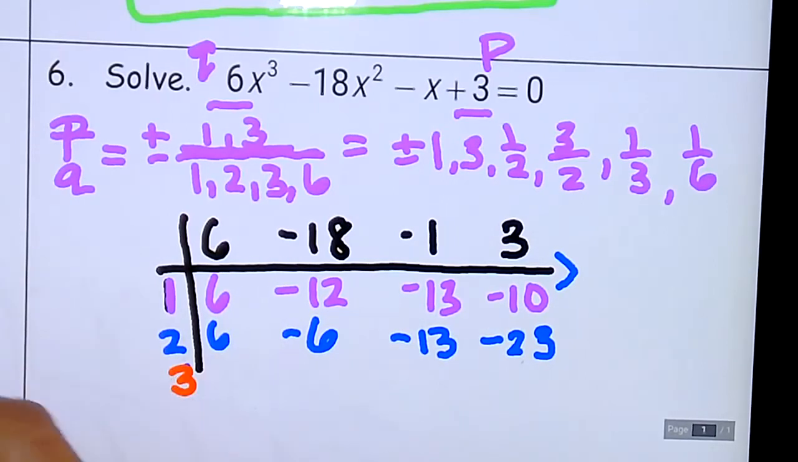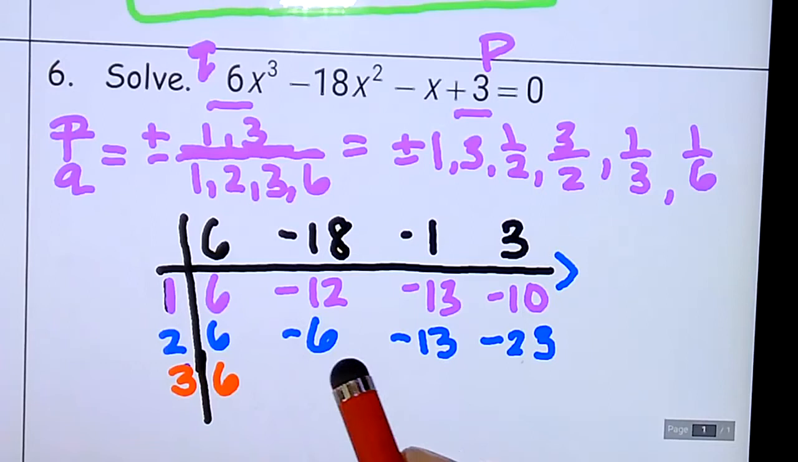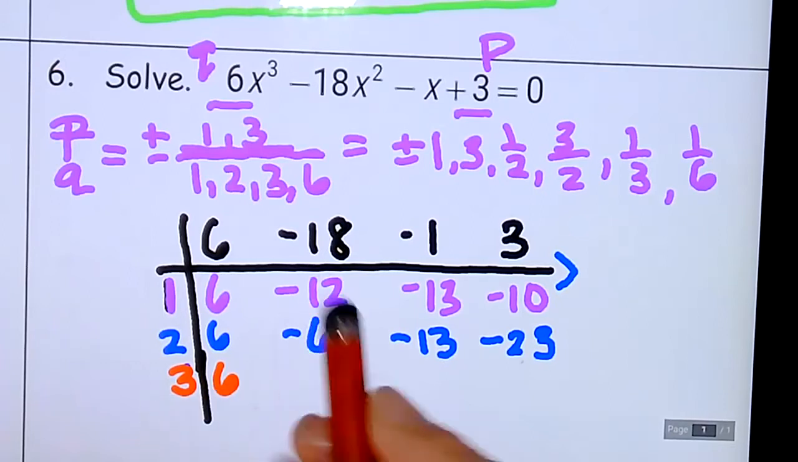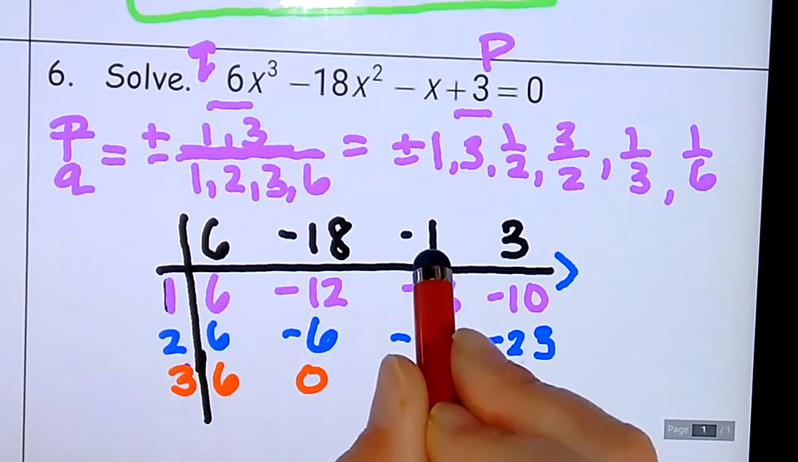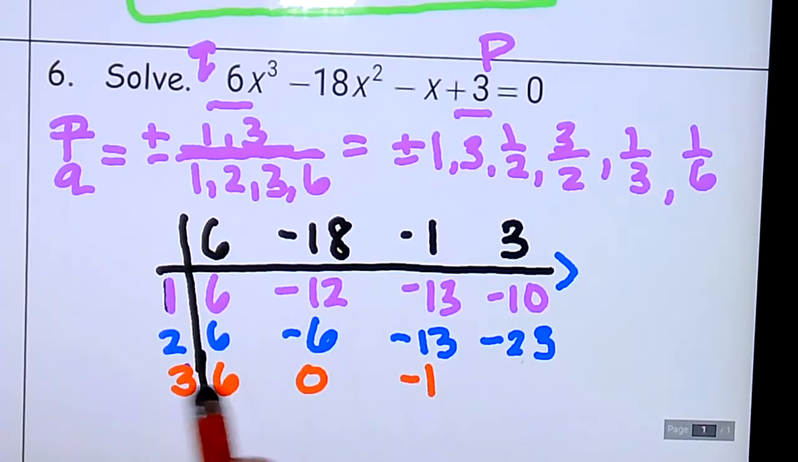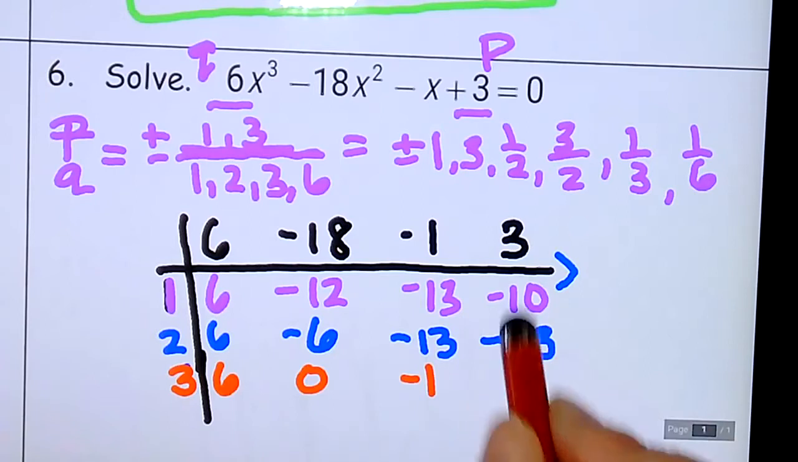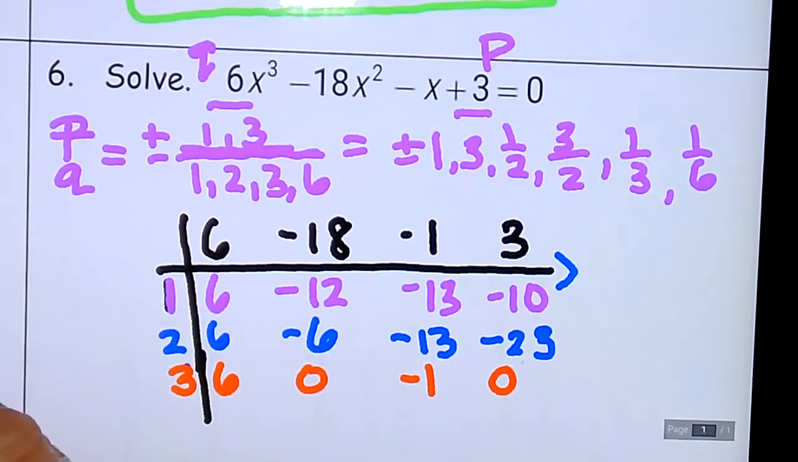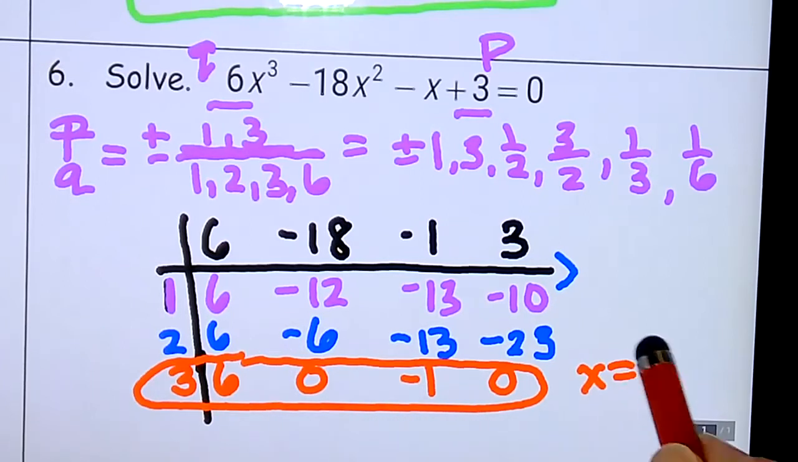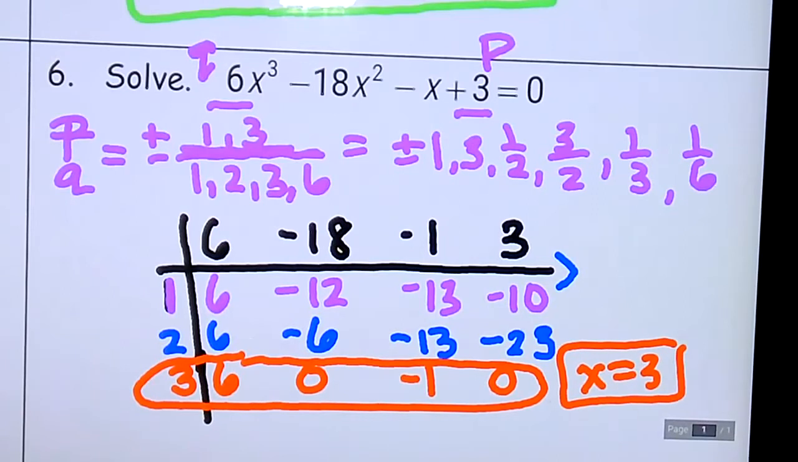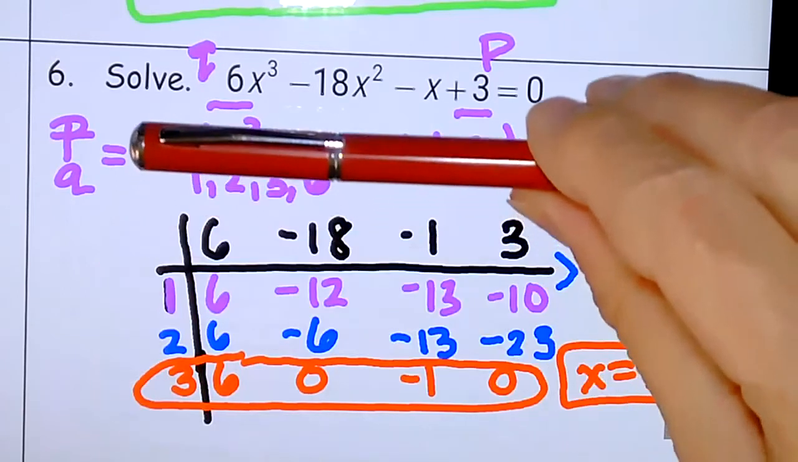Okay, so let's say I try 3. Again, I bring down my 6. So this is going to be 18, add it, 0. This is a 0 when I multiply it, add it, negative 1, multiply negative 3 plus 3 is 0. So I found a 0. Okay, so I know one answer is going to be x equals 3. I have 2 more answers to go. It was a degree 3.